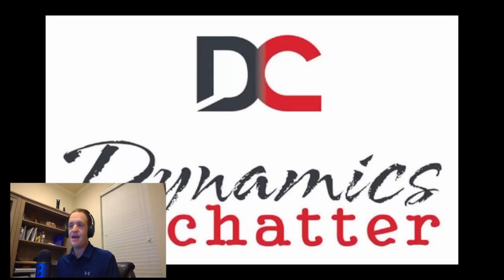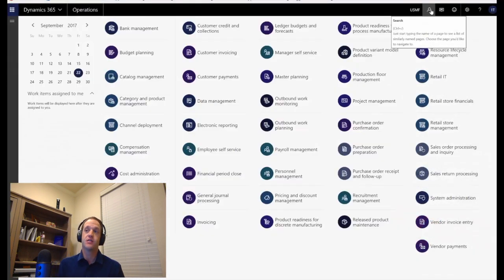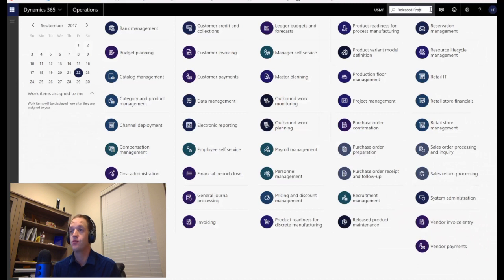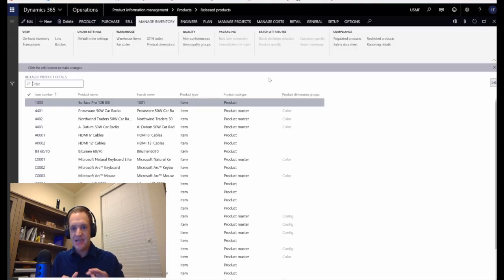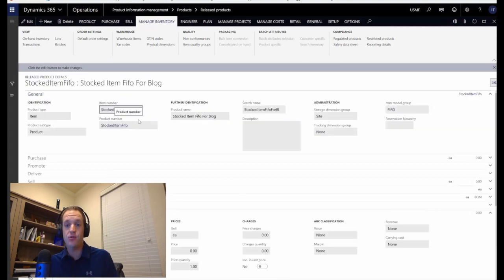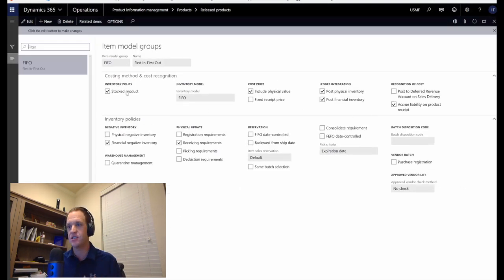So we were looking at the functional power play. We're going to start where every inventory conversation should start, and that is with the release product. So what I did here is I created a release product, and basically it's clean. It's got no transactions on it. And the first thing that we're going to look at here is the item model group. This tells us that the item is stocked and that it's put in inventory. It tells us it's FIFO.